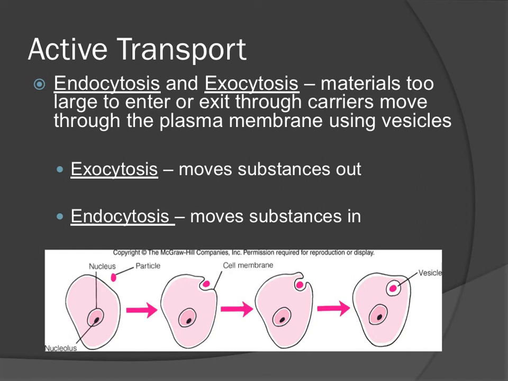Endocytosis and exocytosis. Here we talk about, again, we're still on active transport, materials being too large to enter or exit through carriers. So they move through the plasma membrane using vesicles. So exocytosis moves substances out, and endocytosis moves substances in. So you can see there how the particle is trying to get inside the cell, and it kind of burrows up in the side, and a vesicle is formed. And when that vesicle is formed, it is released inside the cell.